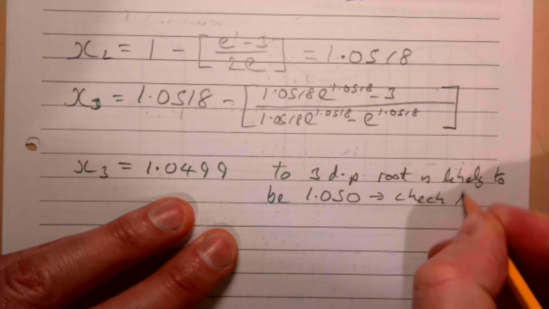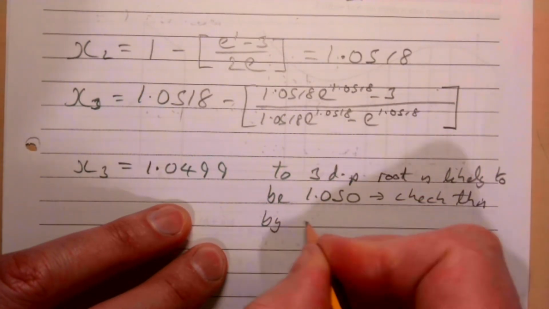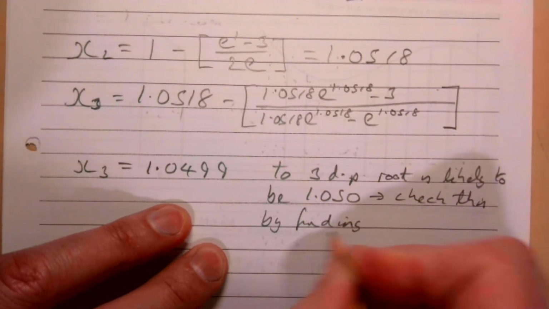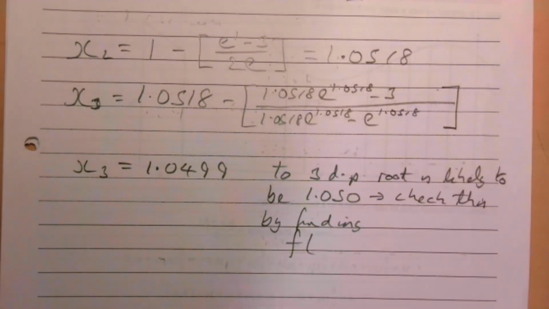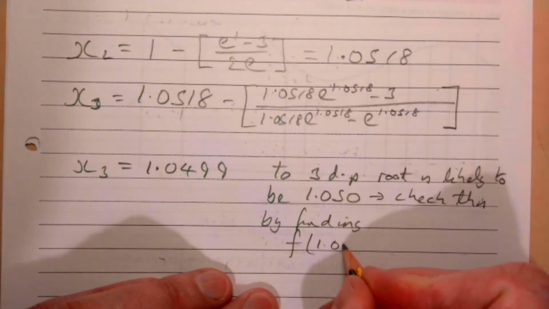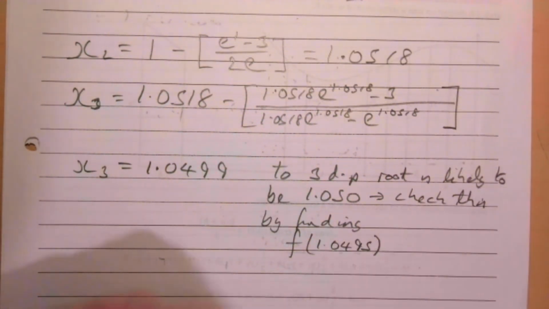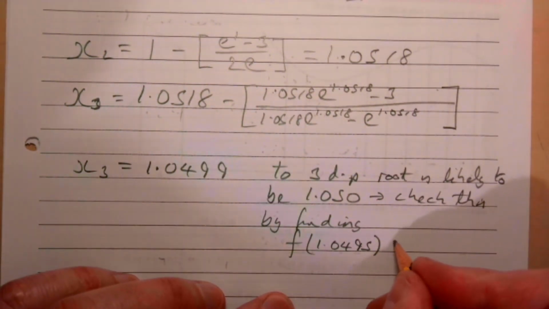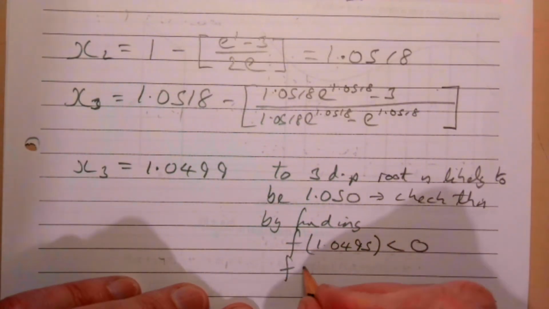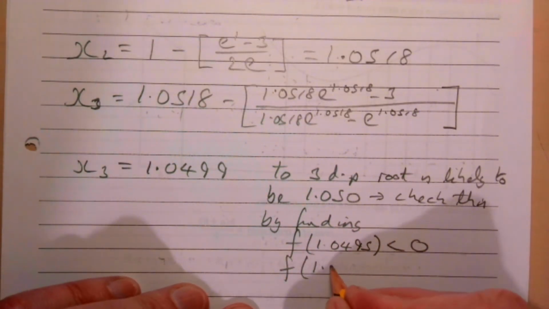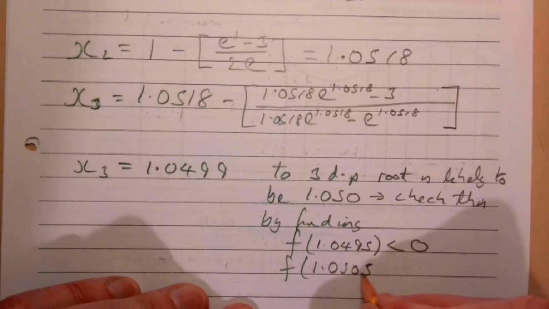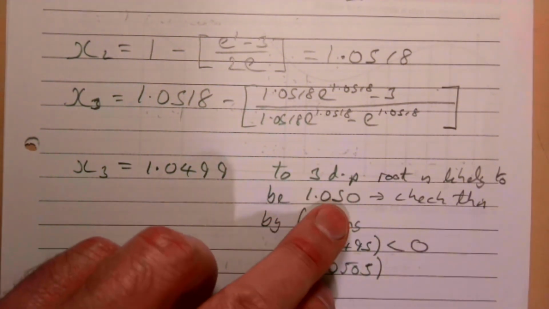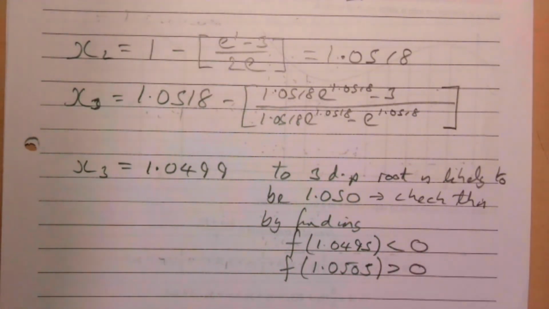So we're going to check this by finding f of 1.0495, and if you do f of 1.0495 you'll find out that it's less than 0. If you do f of 1.0505, which obviously are the cut-off values to give it 1.05, you'll find that it's greater than 0, so the root must lie in between those values.